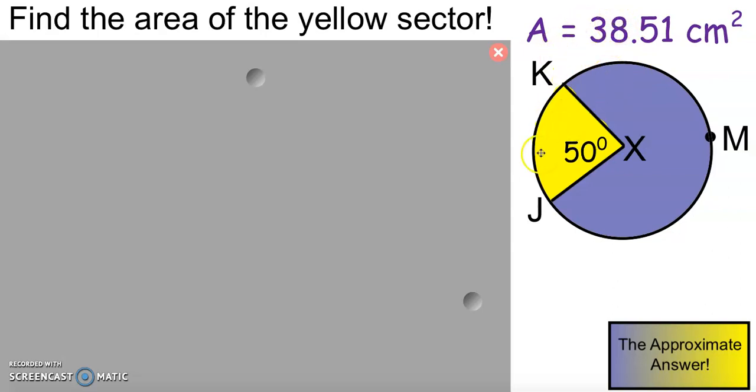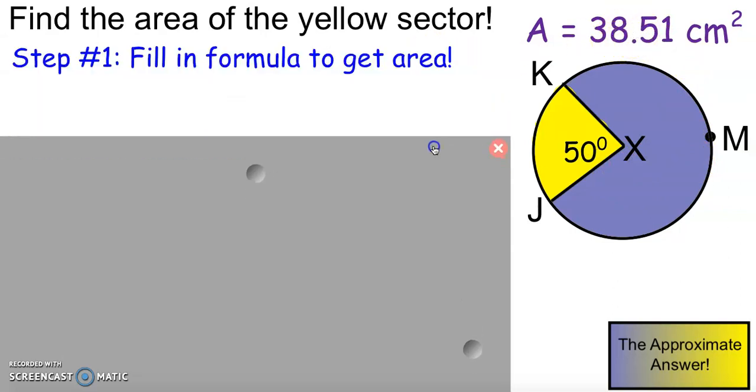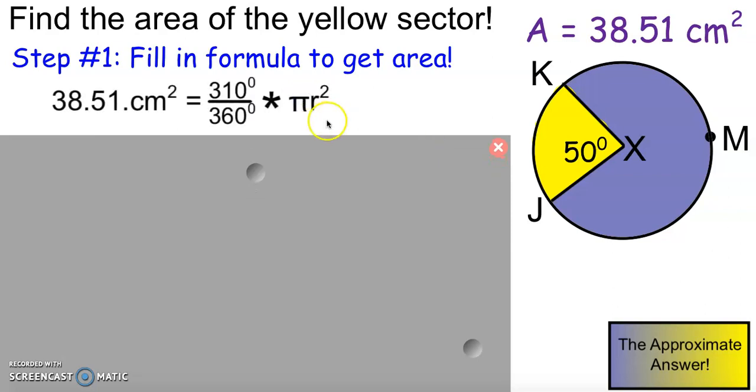So the first thing, before I even worry about what's going on with the rest of this problem, is I'm going to figure out the area of the circle. So it's going to be the fraction of the circle, over 360. In this case, it's going to be 310 degrees over 360 times pi r squared equals 38.51. So that's going to look like this.